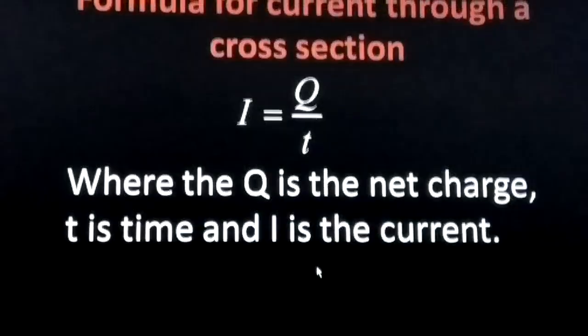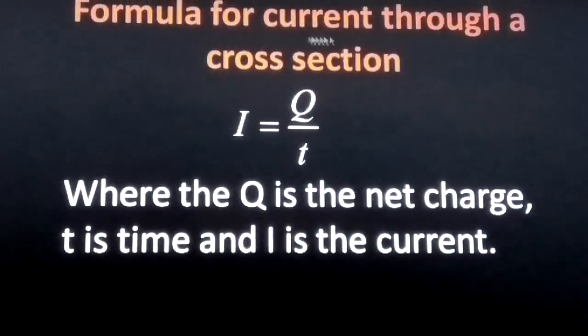Okay. Now students, what is the formula for the current through a cross section? So charges flowing per unit area, we studied that. So the formula for current through a cross section is I equals Q by T. I equals Q by T. So that means charges flowing in unit time in the given area. So that we have studied.